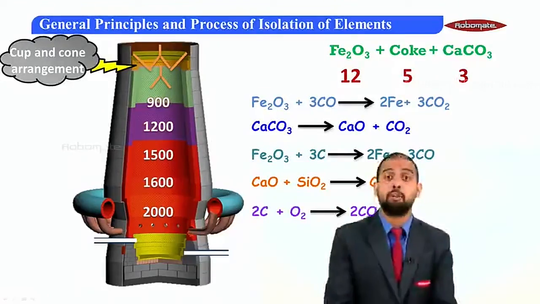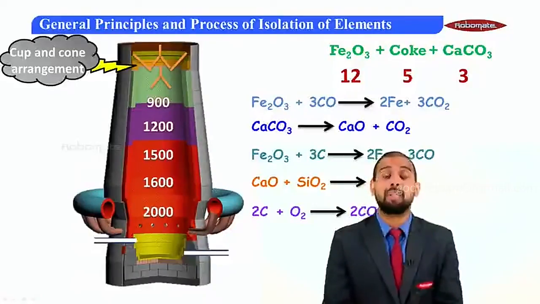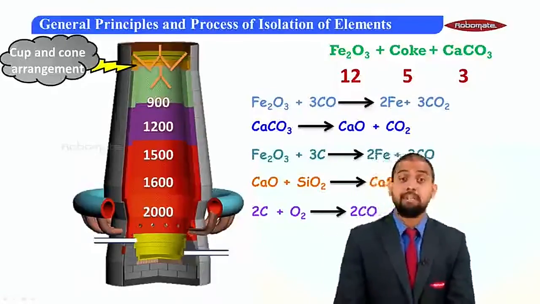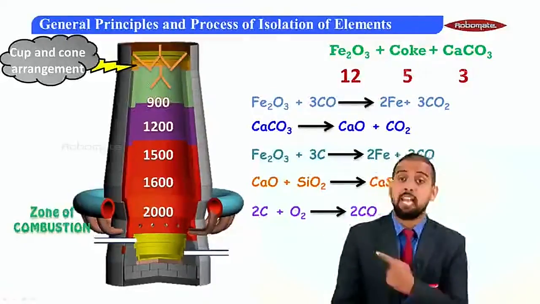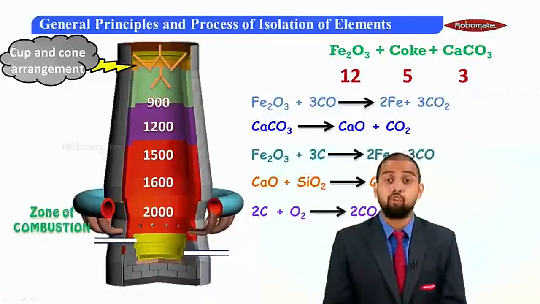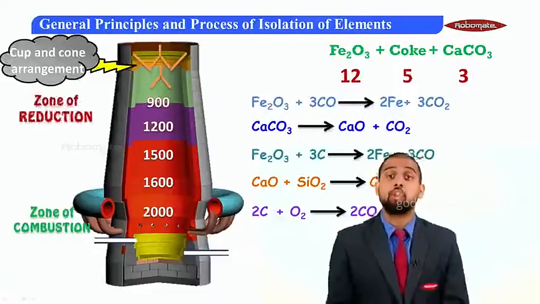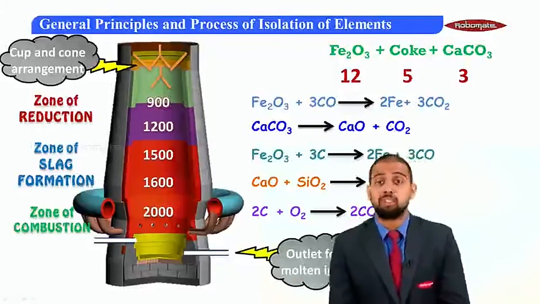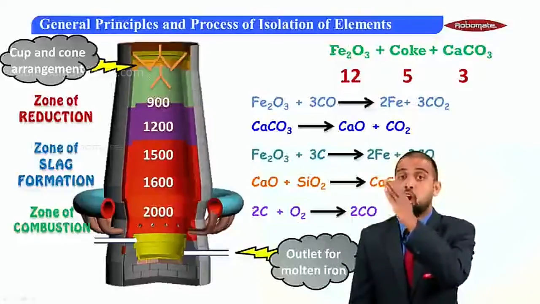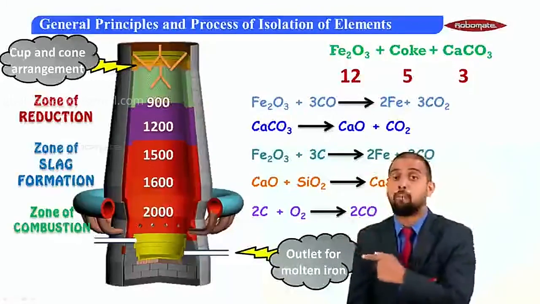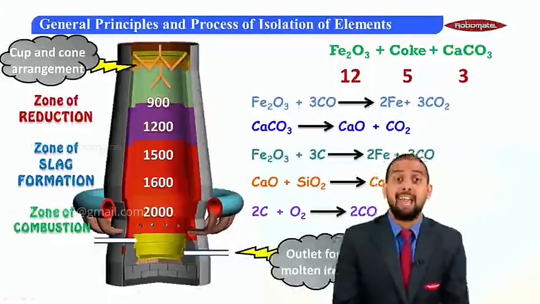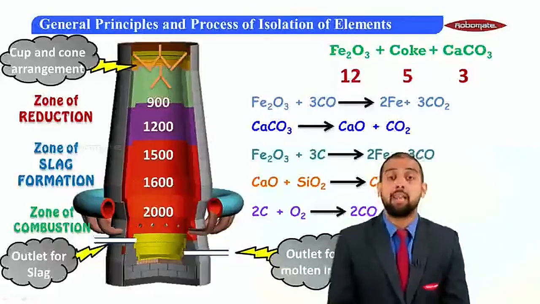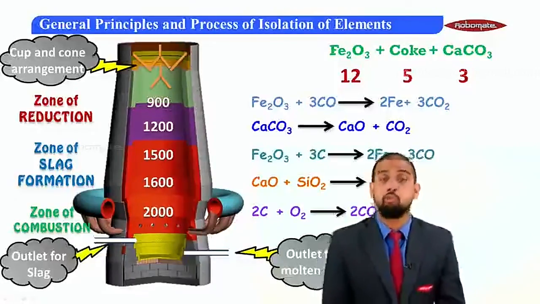If you see the beauty of the blast furnace, from the bottom to the top, the temperature keeps on decreasing, and at each zone a different reaction takes place. For example, the zone where the combustion reaction was taking place is called the zone of combustion, the zone where reduction was taking place is called the zone of reduction, and the zone where slag is being formed is called the zone of slag formation. The iron which is formed, after melting, will flow down and is obtained from the lower outlet, and the slag, which is calcium silicate, can be removed from the upper outlet. So this is the extraction of iron through the blast furnace.